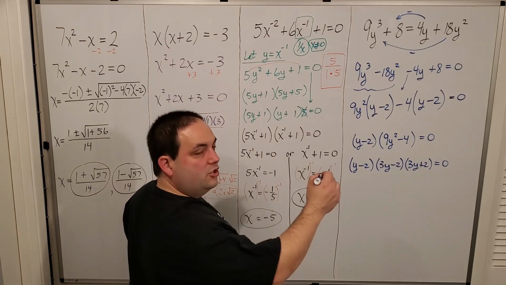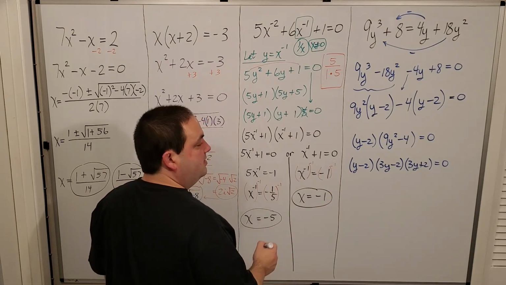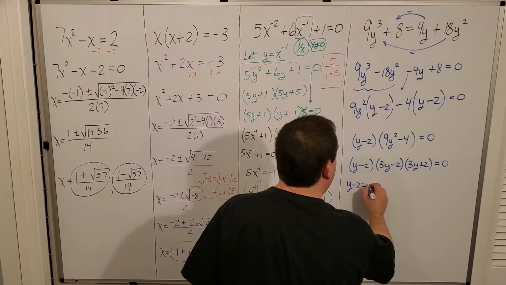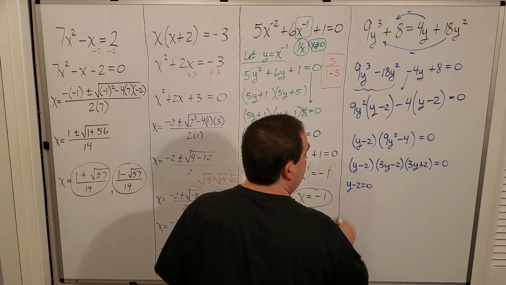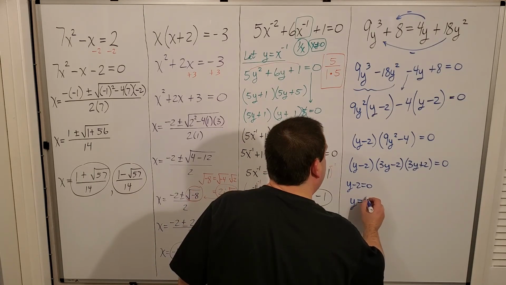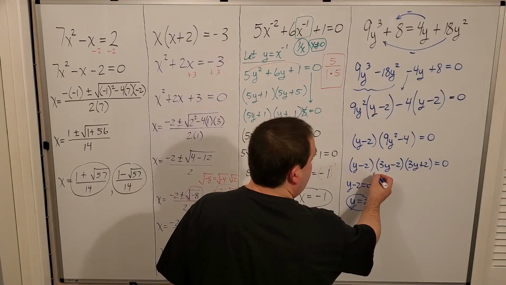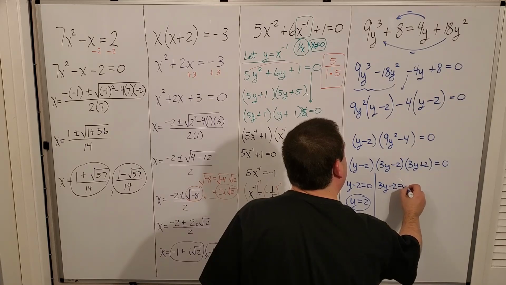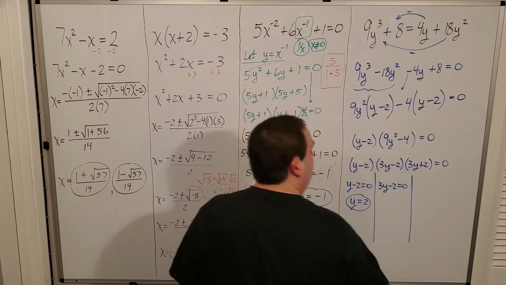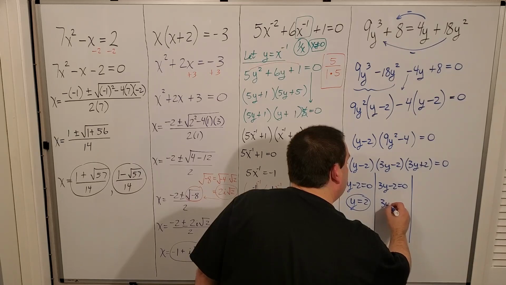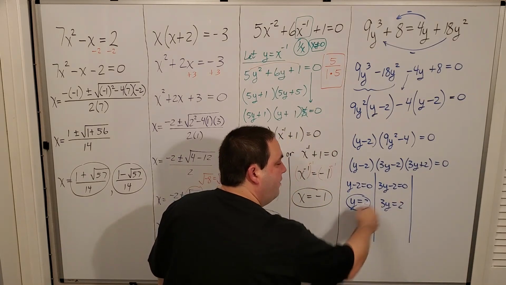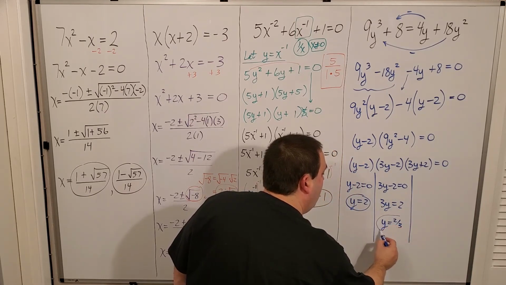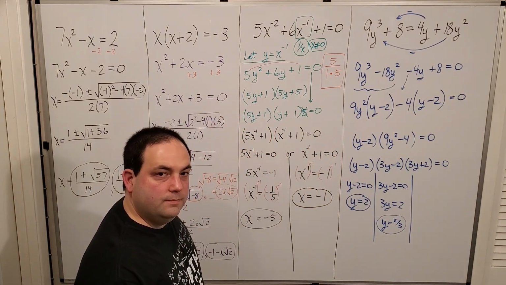And at this point, I can just split and solve each piece since they're multiplied and equal to 0. So I'll have y minus 2 equals 0, which I can just add 2 to both sides to get y equals 2. Next, I can get 3y minus 2 is equal to 0. So then I can add the 2 and then divide by 3. So I get y is equal to 2/3.